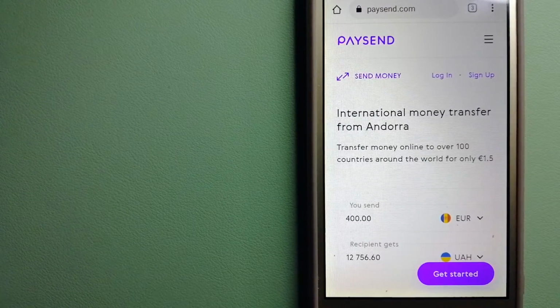PaySend has its own global network of banks and international and local payment systems and has partnerships with the major international card networks like Visa, MasterCard, and China UnionPay as a principal member and certified processor.